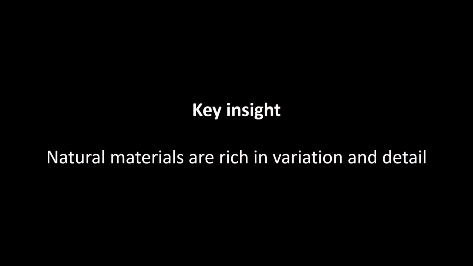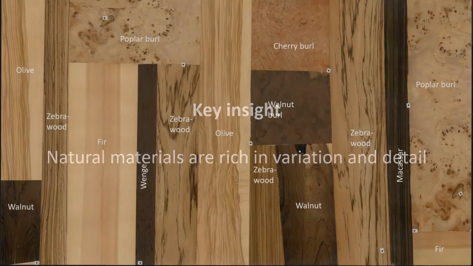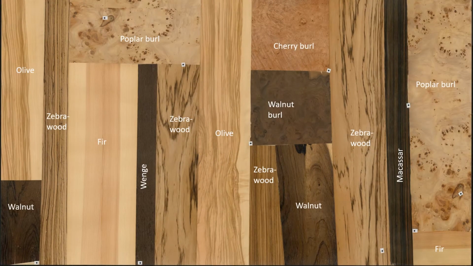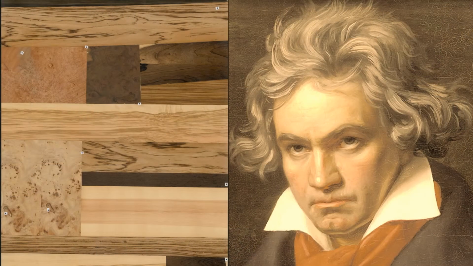Our key to making many of these points possible is that natural materials are rich in variation and detail. Here, for instance, is an arrangement of different types of wood veneer. If we chop these woods into little pixels, we see a large variety in structure and intensity. So much so that we almost don't notice that only 50% of these squares is actually wood. The other 50% are taken from this Ludwig van Beethoven portrait.